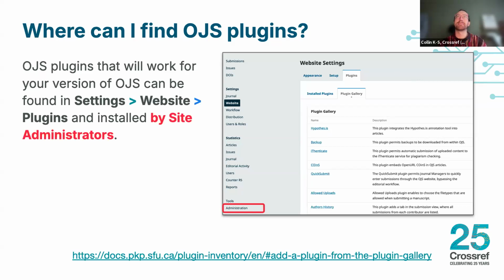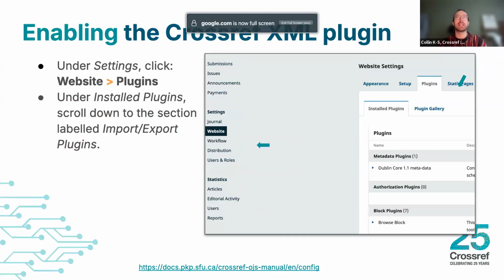And then in this is, I think, 3.4 and 3.5. The plugins are in a slightly different place. They'll be in the website tab on the left side there, plugins, and again in plugin gallery.